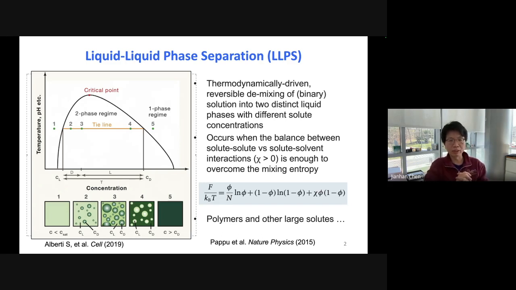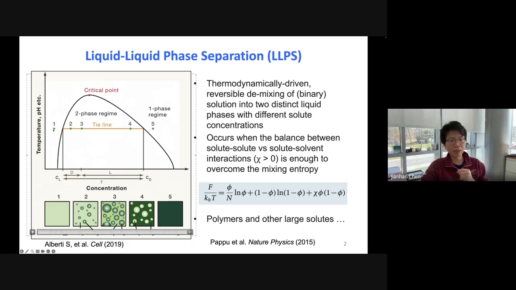Oftentimes, to understand this kind of phase separation, we would draw a so-called phase diagram, where you show the existence of different phases as a function of the solute concentration, which is the x-axis. Then on the y-axis is some type of control. It could be temperature, pH, or anything that could perturb the phase equilibrium. Imagine the y-axis is just temperature.